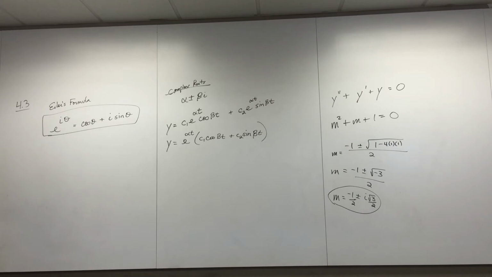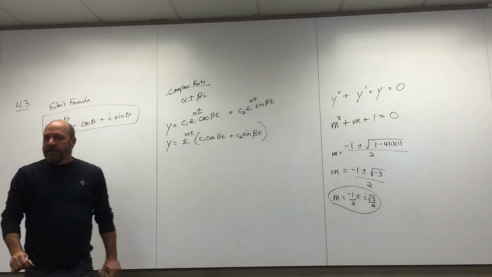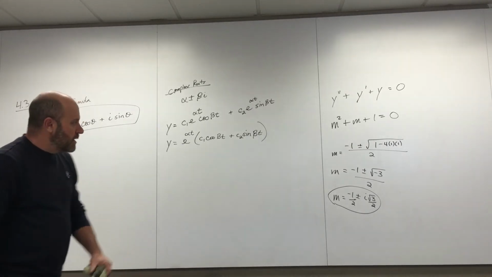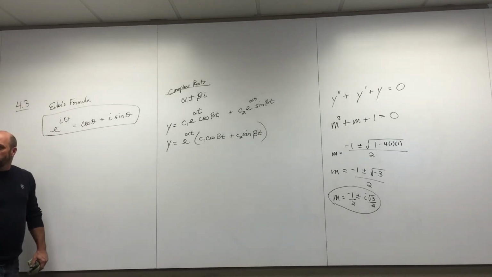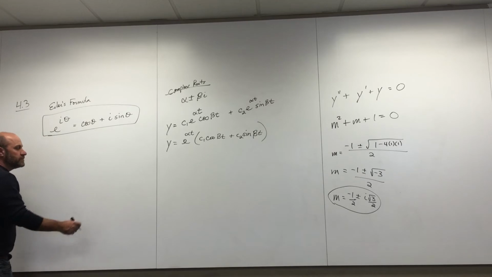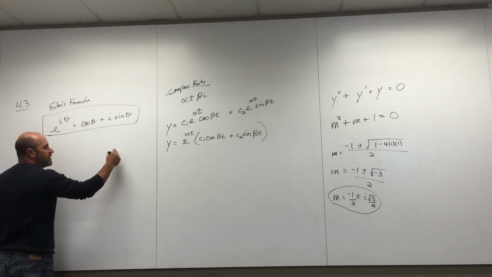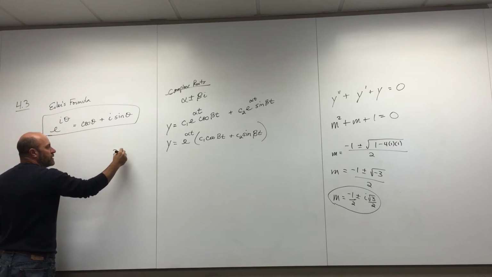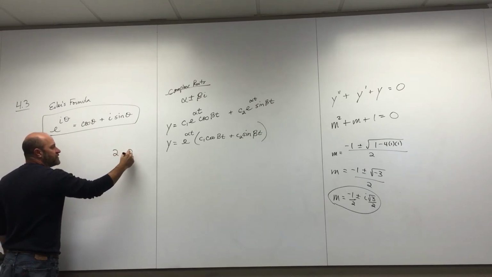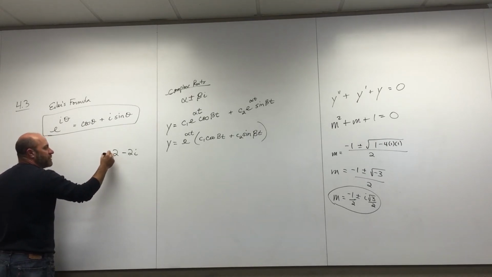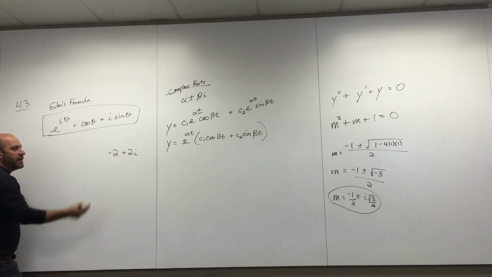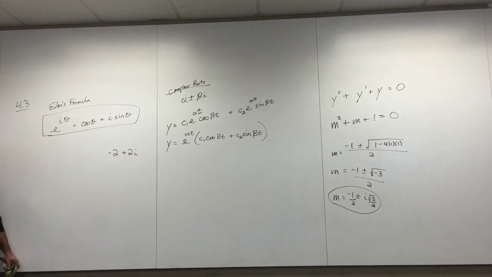All right, hold on a second. Let's have a little quick discussion on complex numbers. Check this out. Here's a complex number: 2 minus 2i. Okay, that's a complex number. Or I'm going to change it to -2 plus 2i. This is a complex number.